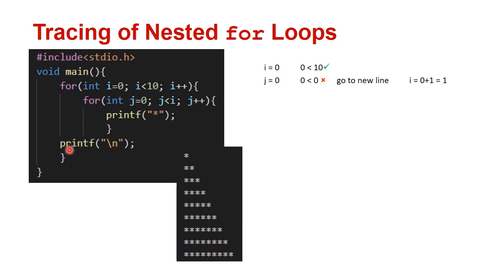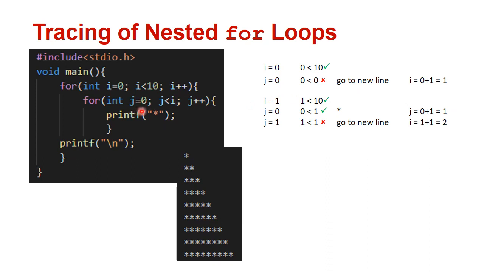In the outer for loop, printf \n means go to the new line. After completing the outer for loop statements, we go to the update statement. So earlier i was 0, 0 plus 1, 1. Since the inner condition is false, we cannot go to the inner for loop. We go to the outer for loop condition and update the outer for loop. So now i is equal to 1, 1 is less than 10, the condition is satisfied, so it will go to the inner for loop.